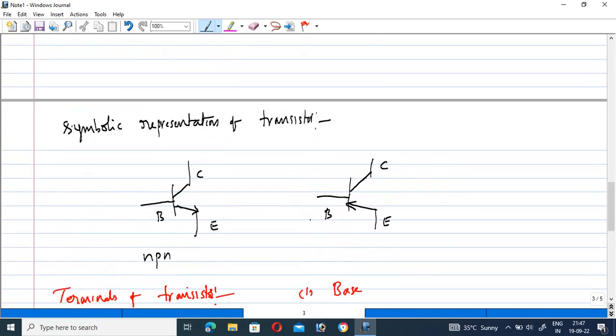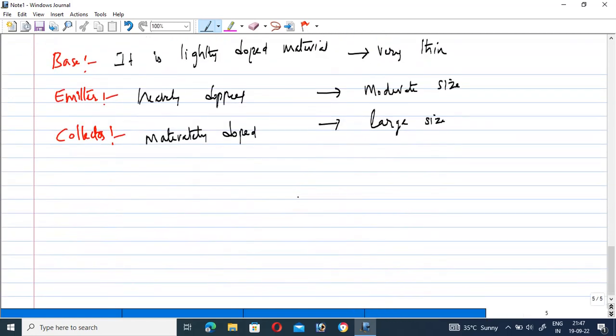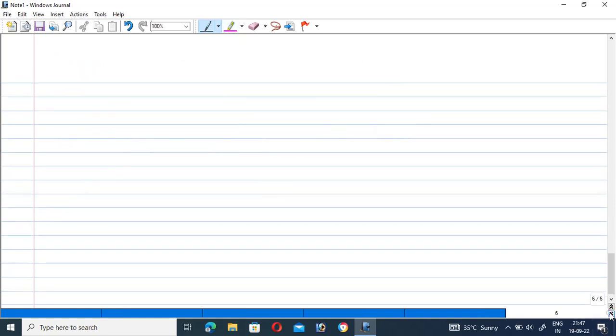Okay, that is what is meant by transistor, and how we are going to represent it. Generally transistors are of two types: the NPN transistor, and the second one is the PNP transistor. So let us see what is meant by the NPN transistor. Let us see the diagram for this one.